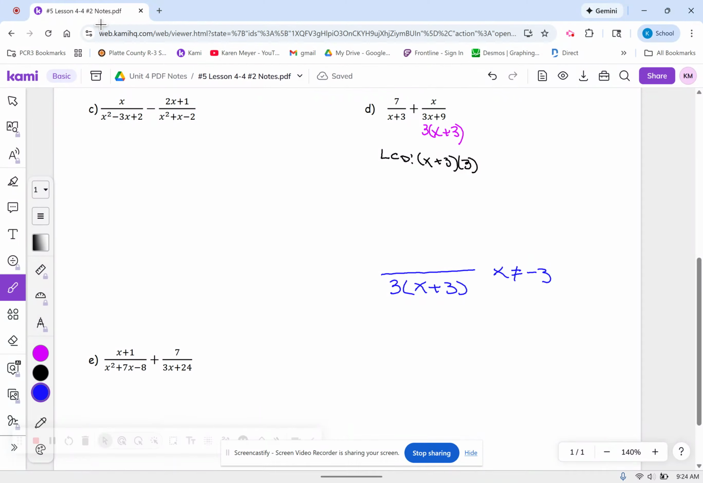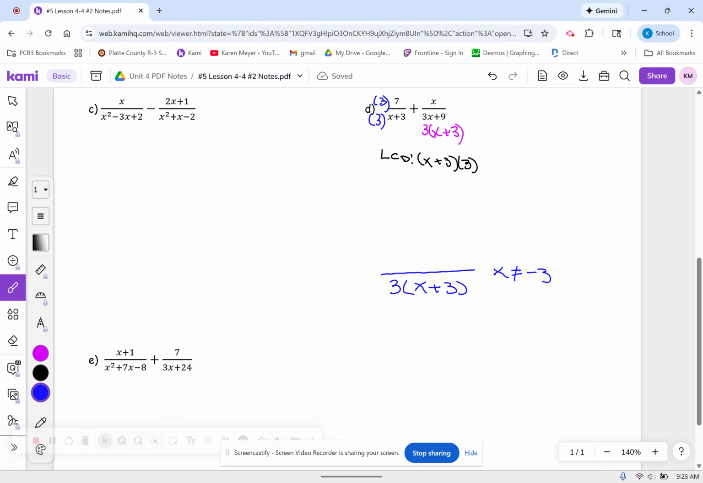The first denominator is missing the 3. So if I have to put a 3 on the bottom, then I must also put a 3 on the top. Now the second fraction, on the denominator, has the 3 and it also has the x plus 3. So this denominator is not missing anything from the LCD. So if it has it all, then do not multiply that fraction by anything. So leave that numerator alone.